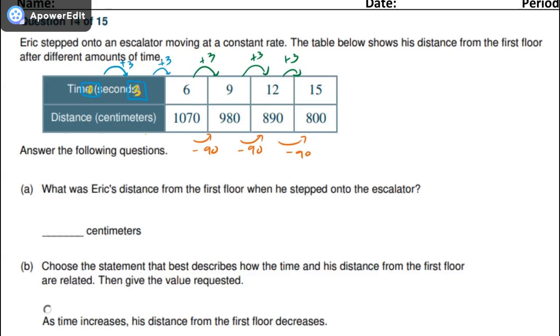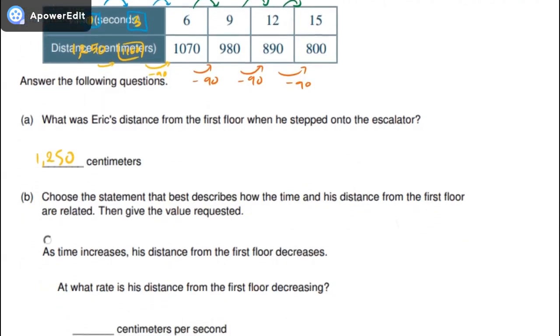Then we reverse this. What number, before you subtract 90, gives you 1070? In reverse, we add 90, so that will give you 1160. And if we add 90 again, that will give you 1250. So what is Eric's distance from the first floor when he stepped on the escalator? That would be 1250 centimeters.